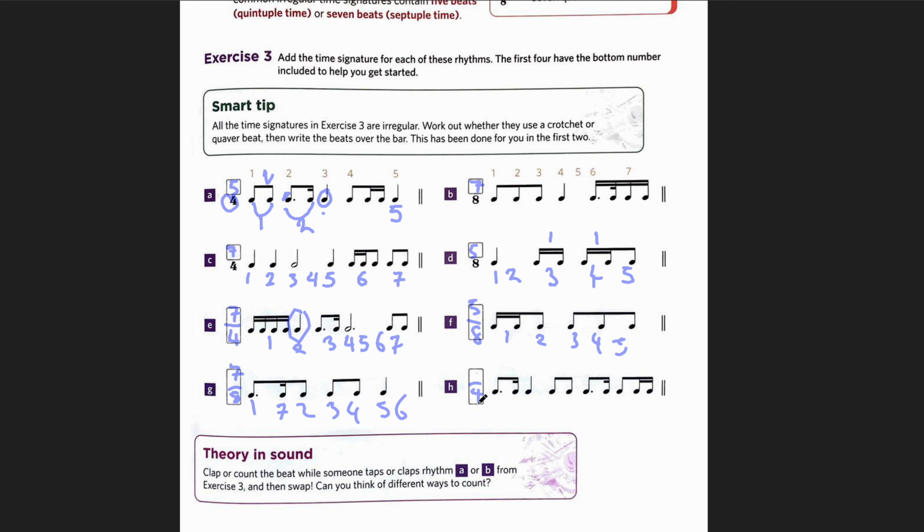Sorry, not quavers. These are quavers, by the way. 8 is a quaver. I may have pronounced that wrong. This one will be in crotchets, because we have a crotchet here, and these add up to crotchets. So we've got 1 crotchet here, 2, 3, 4, 5. 5 crotchets.